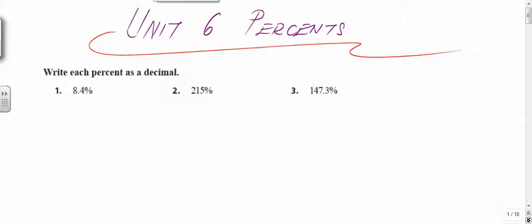Unit 6, percents. Okay, let's remember how to find the percent of a number or how to change a percent into a decimal, right? How about problem number 1? Write this percent as a decimal, 8.4%, right? How can we write that? Well, what do you guys know?